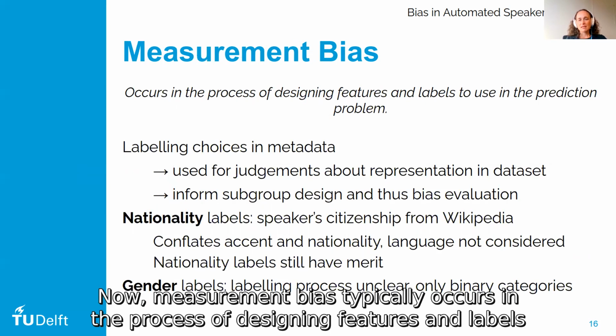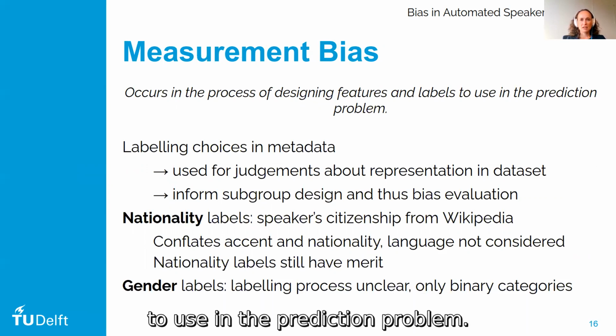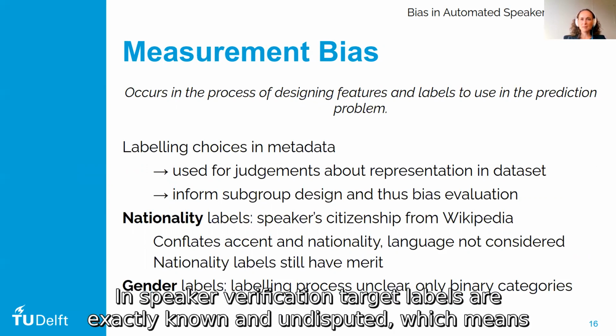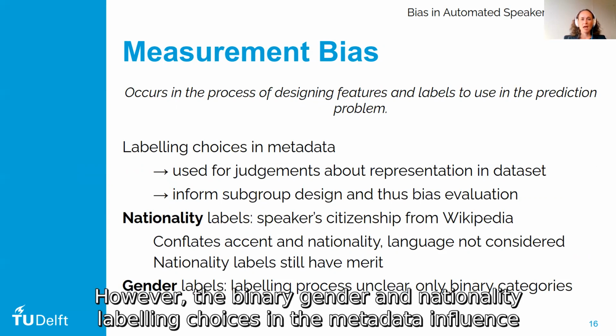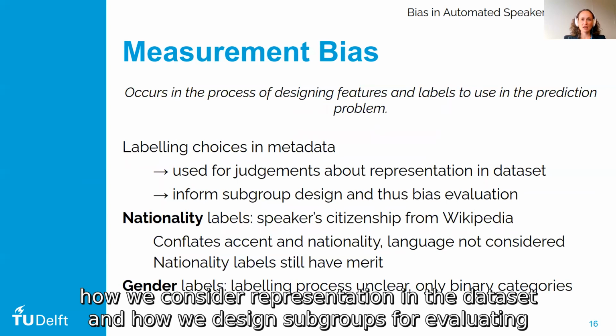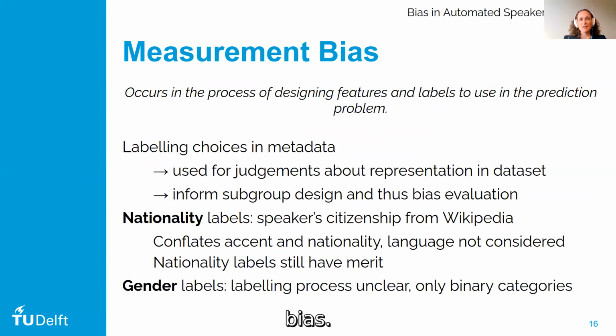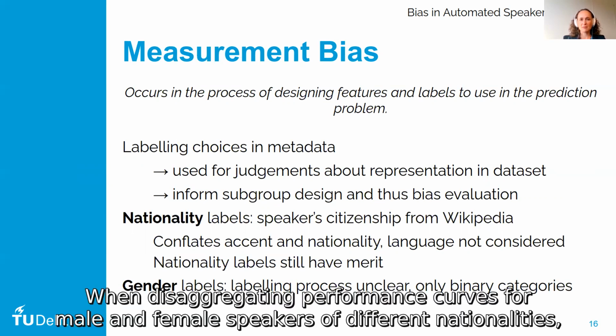Now, measurement bias typically occurs in the process of designing features and labels to use in the prediction problem. In speaker verification, target labels are exactly known and undisputed, which means that this kind of measurement bias does not arise. However, the binary gender and nationality labeling choices in the metadata influence how we consider representation in the dataset and how we design subgroups for evaluating bias. They thus introduce their own form of measurement bias.